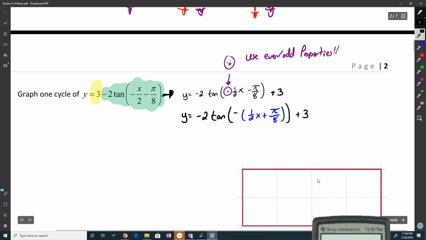So now that the negative has been factored, now I can use the even or odd properties, and that means the negative can go to the outside. There's still the negative out here, but that negative means I can have negative tangent 1/2 x plus pi over 8. And then you have a negative times a negative. So I did this in a lot of steps. Oh, I forgot to use the little cursor.